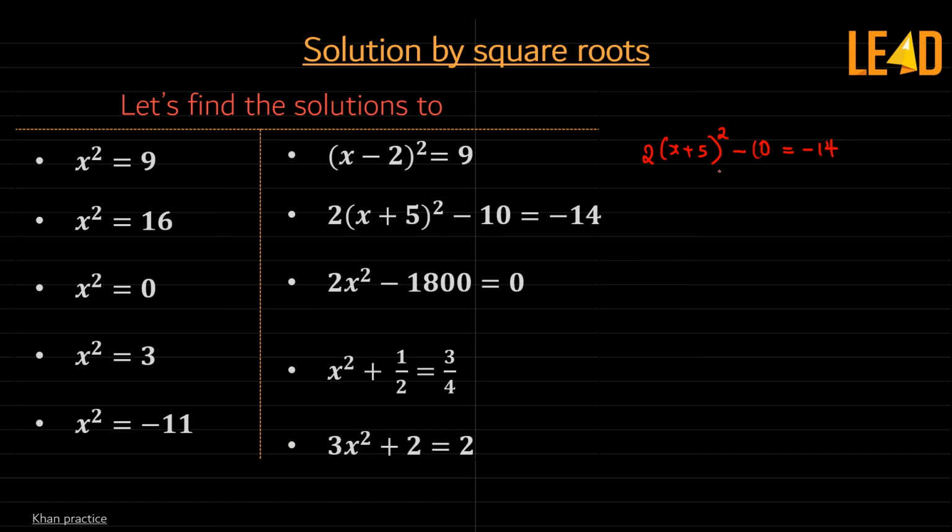The first thing we want to do is add 10 to both sides. You would have 2 brackets (x plus 5) squared is equal to negative 14 plus 10, which is negative 4. We can divide both sides by 2 at this point.